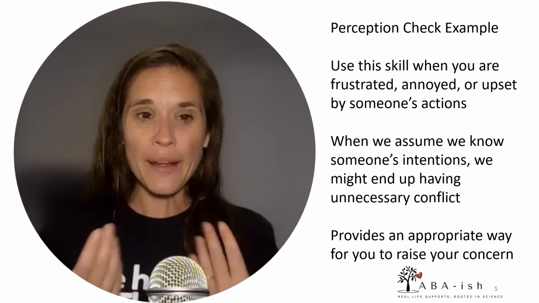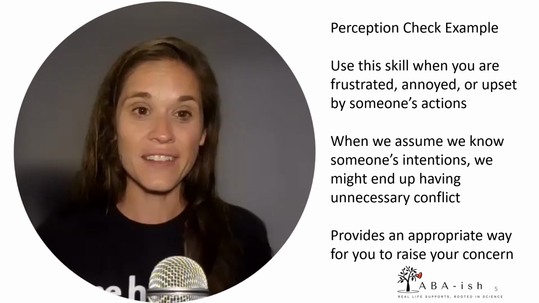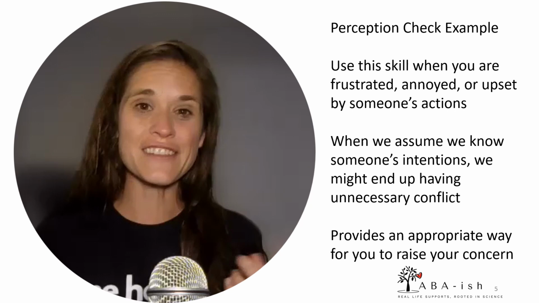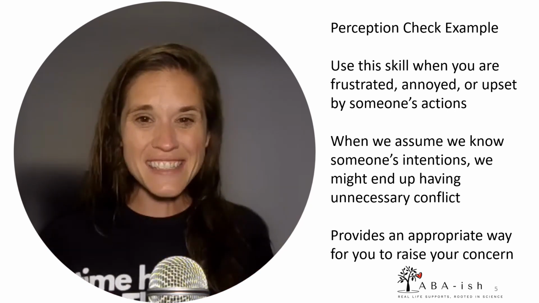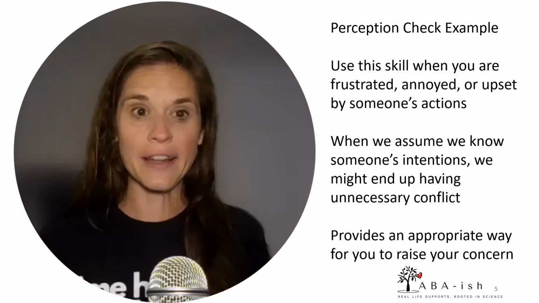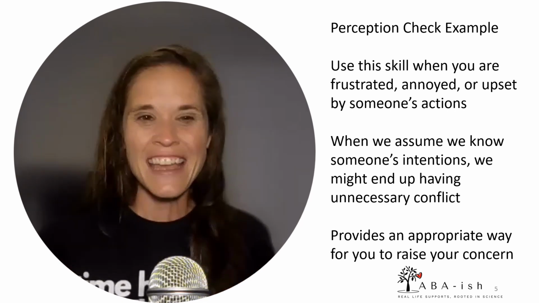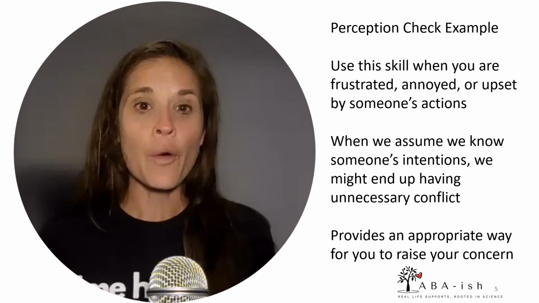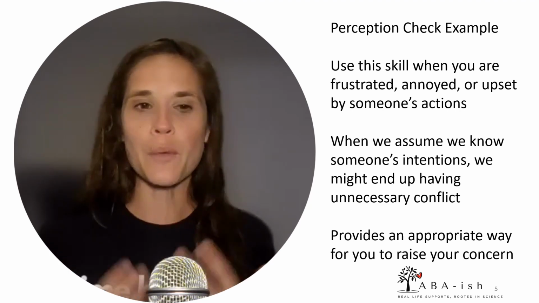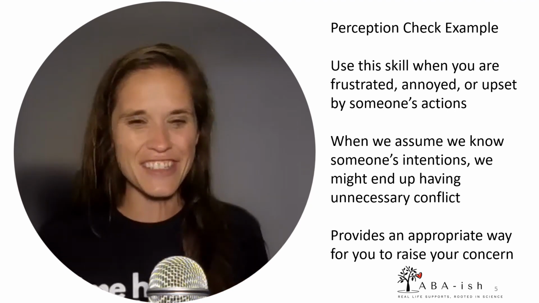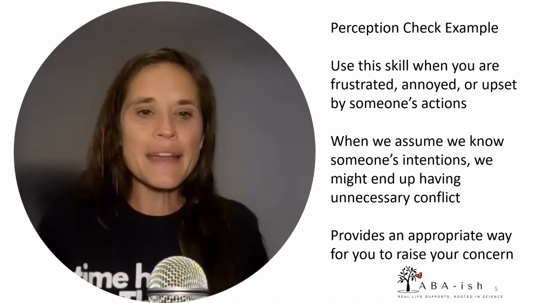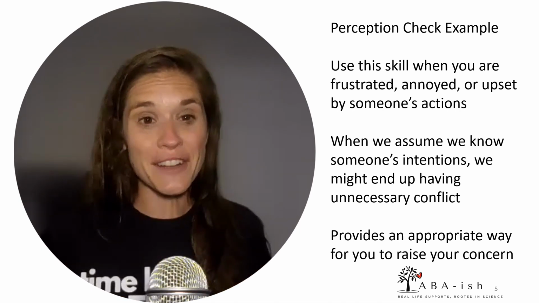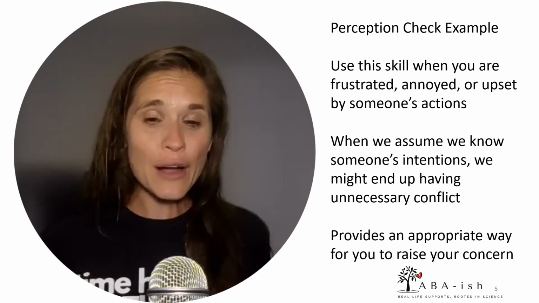Okay, so when I'm talking to kids about a perception check, the first thing I need to do is make sure that they understand when they would use the skill. So I could tell them something like, we're going to use this skill anytime that we're frustrated, annoyed, or upset by somebody's actions. And we want to explain the rationale. Why we're using this skill is because when we assume that we know someone's intention, we assume we understand their motivation and why they did something, we might end up having unnecessary conflict because we might be wrong about our assumptions.